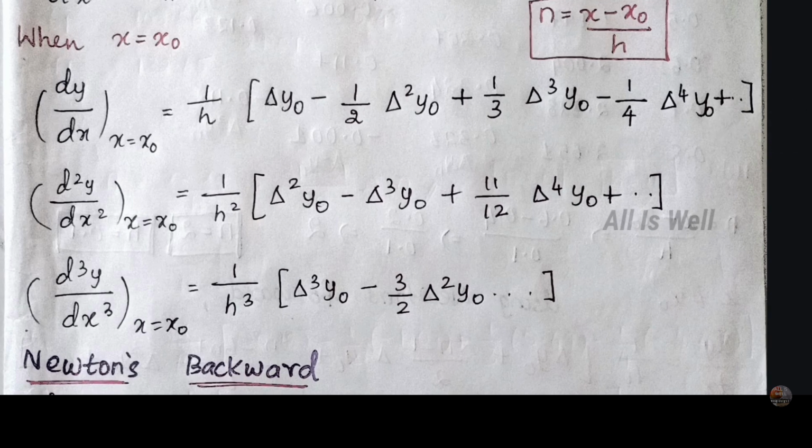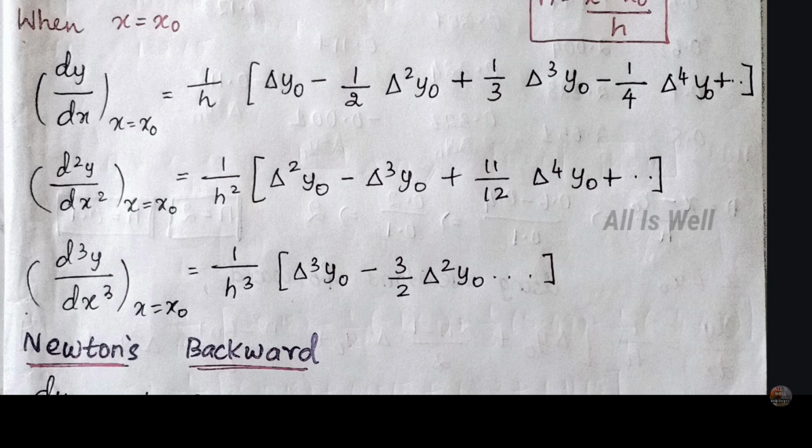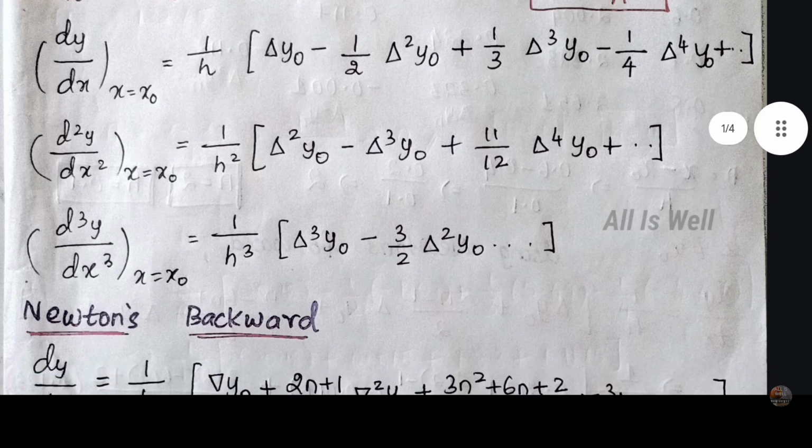When x is equal to x naught, these are the formulas for the first, second and third derivative. You have to memorize all these formulas for calculations. When x is equal to x naught, the n value need not be considered in any of the formulas.